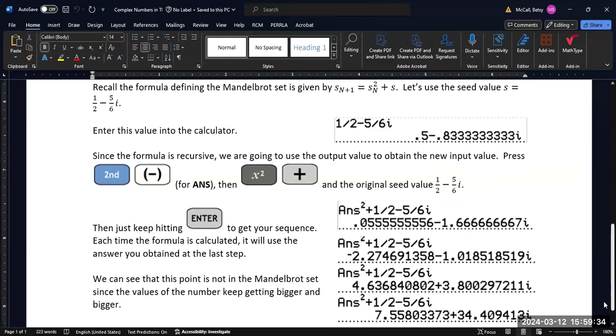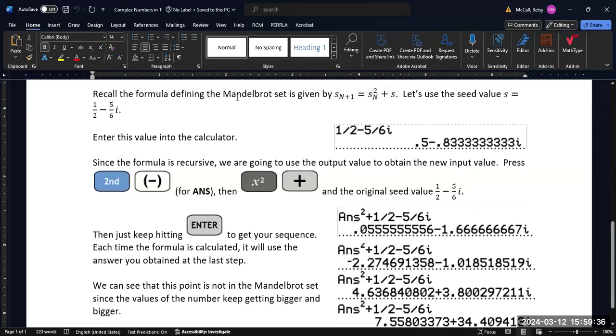Now, if I want to follow this sequence and find out if this initial point is inside the Mandelbrot set or not, I need to see what happens to the sequence of values as I keep stringing it through this formula. So what I'm going to do is I'm going to use my answer key, second, and then the negative sign to call back my answer from the previous line. Then I'm going to square that, and then I'm going to add back in my initial seed value.